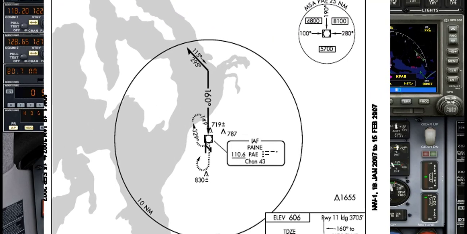Now they have given me my final intercept vector of 070, which as you can see is different to the published intercept of 115. Air traffic often do that for one of many reasons.